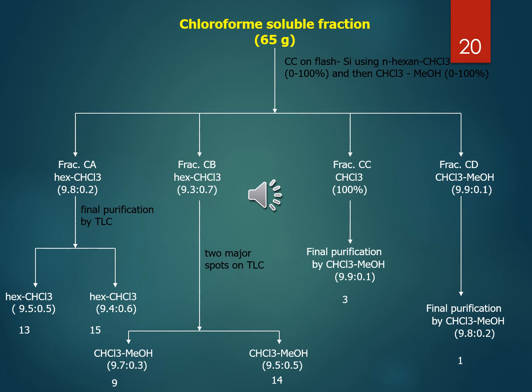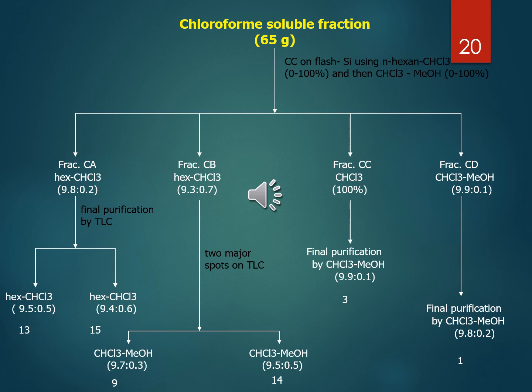The fraction Cc is subjected to column chromatography over silica gel, and eluting with 100% chloroform we obtained compound number 3. The purity of this compound is confirmed by using the organic purity system, that is 9.9 and 0.1% chlorphenol, which confirmed the purity of this compound.